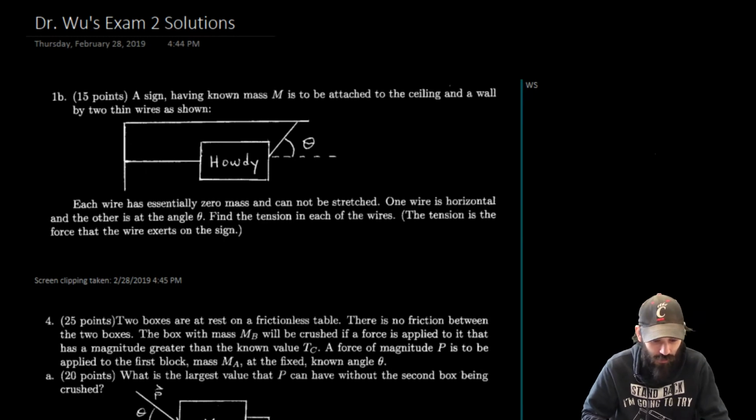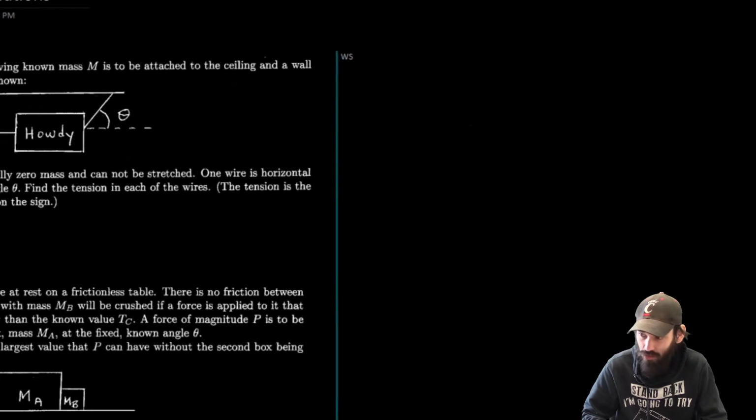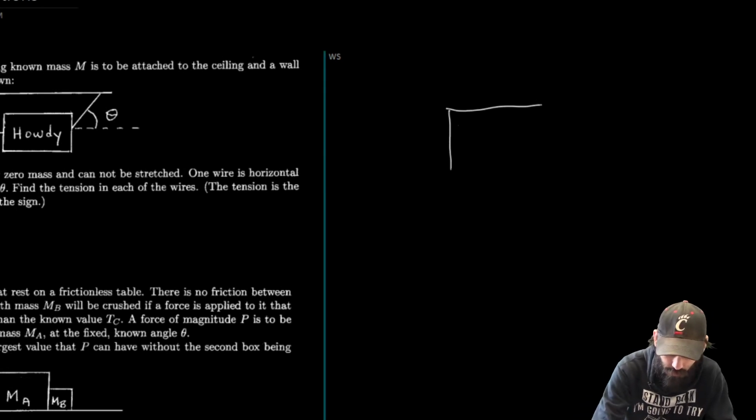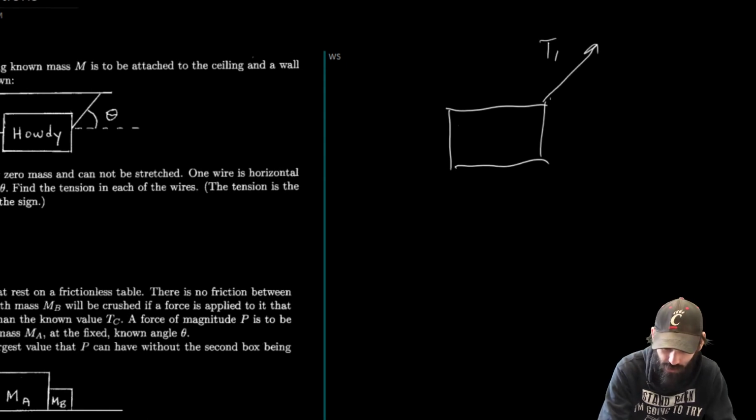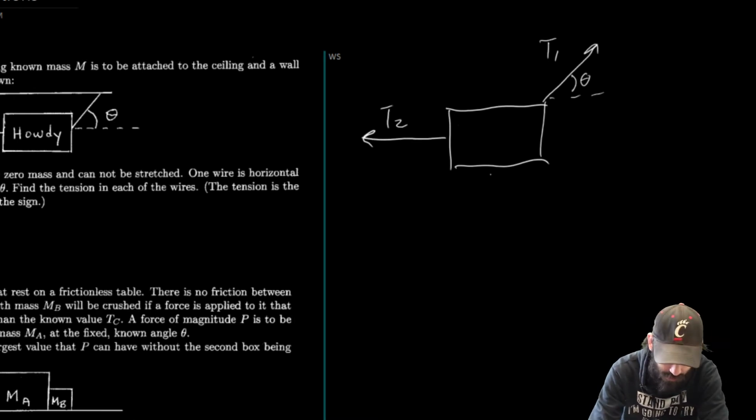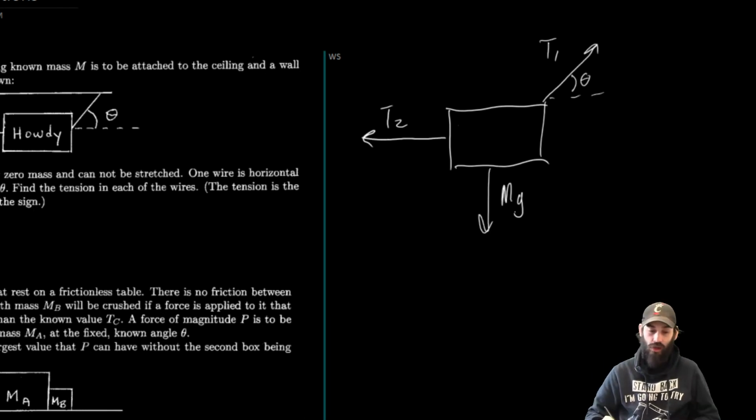Okay, so first thing that we want to do with a problem like this is to draw a free body diagram. We have our sign. This has some tension, we'll call T1, going up at this angle of theta. And then we have this tension we'll call T2 going to the left. And this has a force of gravity acting down, mg.